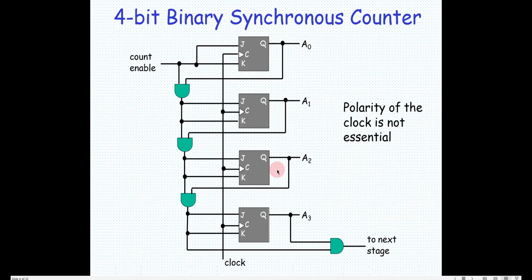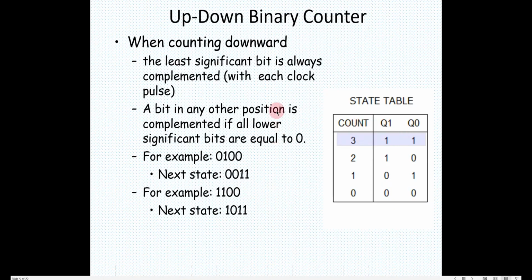Okay, this was an up counter. So I have a control signal where I need to count up, and if required I have to count down also, right? Now if I see this table again for a 3-bit counter, it is 1 1. From 1 1 it has to go to 1 0.